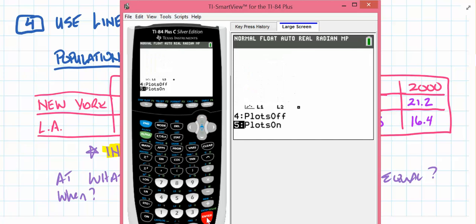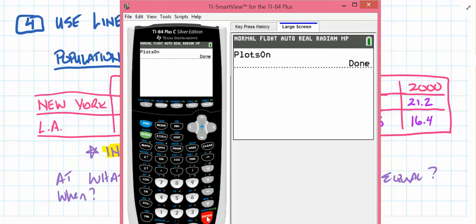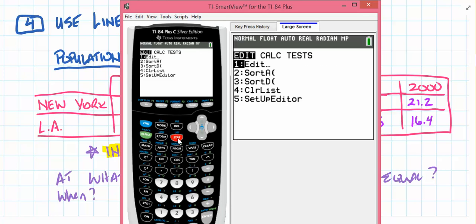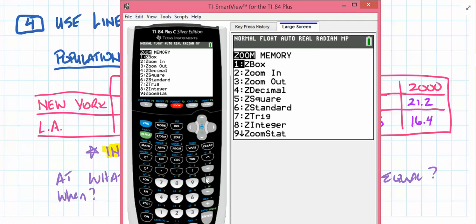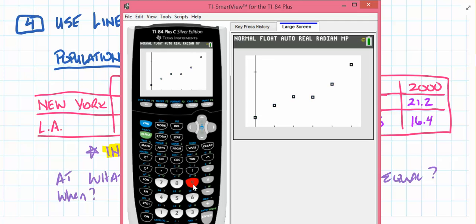Then we're going to hit zoom and then stat, which is option 9. So you should see something that looks to the effect of this right here, and there should be 2 of them here. Wait, hold on a second. Okay, so when you hit the graph button here, you should see this right here, but you'll notice that this is only one set of data, right? This is only comparing years to one city. I wonder which city it is.